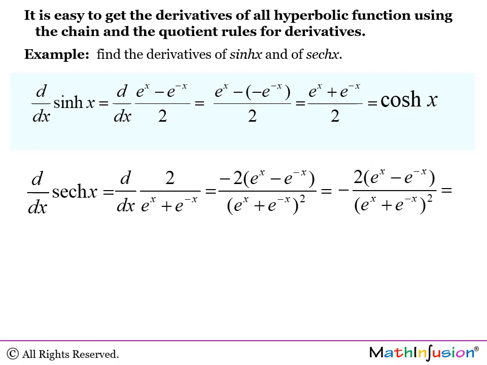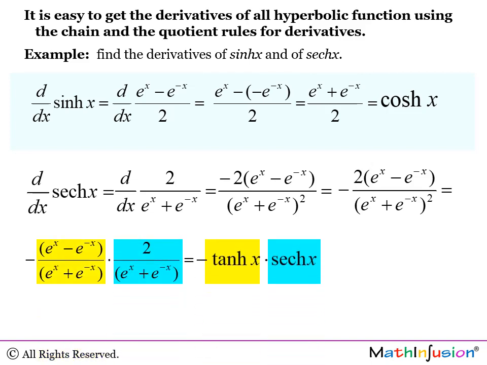First of all, I distribute the negative. Now I just split it into the product of two things. The first one is (e to the x minus e to the negative x) over (e to the x plus e to the negative x), and the second one is 2 over (e to the x plus e to the negative x). And if you can recognize, the first one is tangent hyperbolic x and the second one is secant hyperbolic x. And also don't forget the minus.